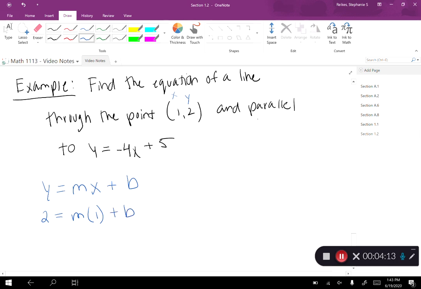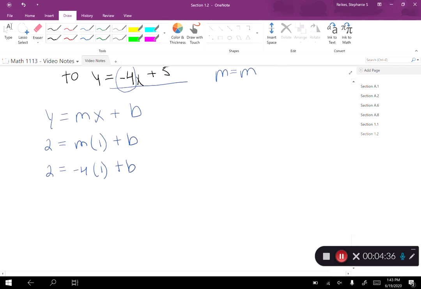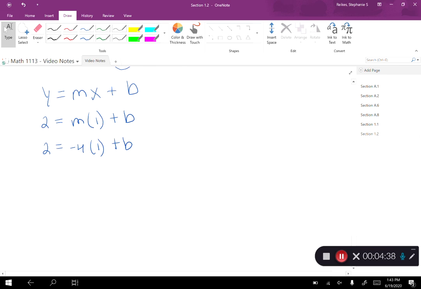So plugging in those two values, I'm going to get 2 equals m times 1 plus b. And now my second piece of information is I know my line has to be parallel to this line right here, and so that means I have the same slopes. So my slope is negative 4. So plugging that value in, I'm going to have 2 equals negative 4 times 1 plus b. And now I have all the values except for b, my y-intercept, so I'm going to solve for b.